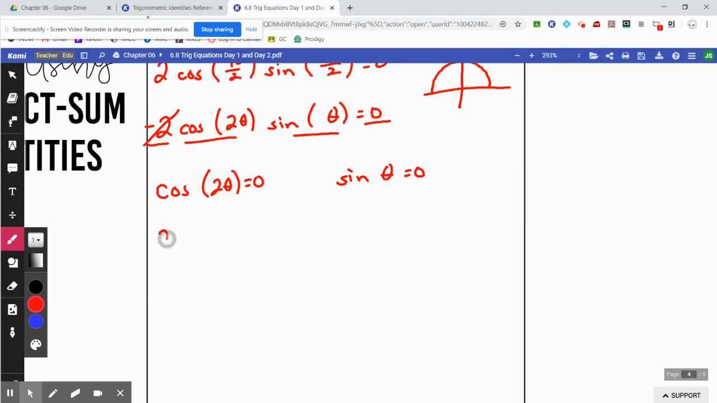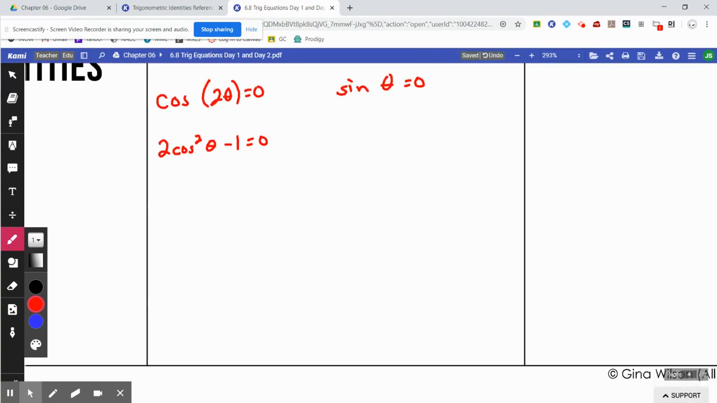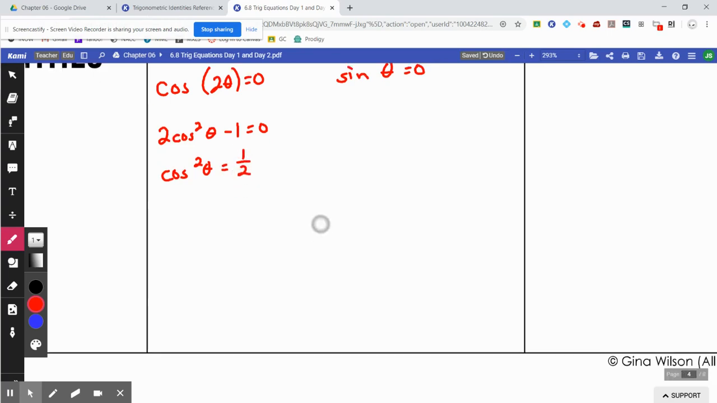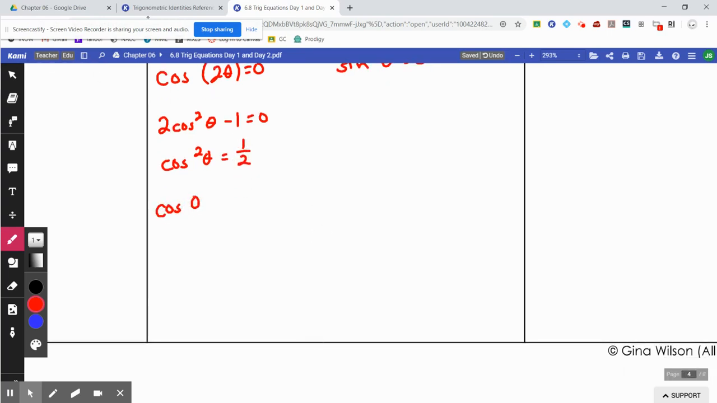So that's going to be 2 cosine squared theta minus 1 is equal to 0, which looks a little bit better now. Move the 1 and 2 over, and that gives you cosine squared theta is equal to a half. So therefore, cosine of theta would be plus or minus the square root of 1/2. That's going to be the square root of 1 over the square root of 2. When you rationalize that, multiply top and bottom by root 2, that gives you root 2 over 2.